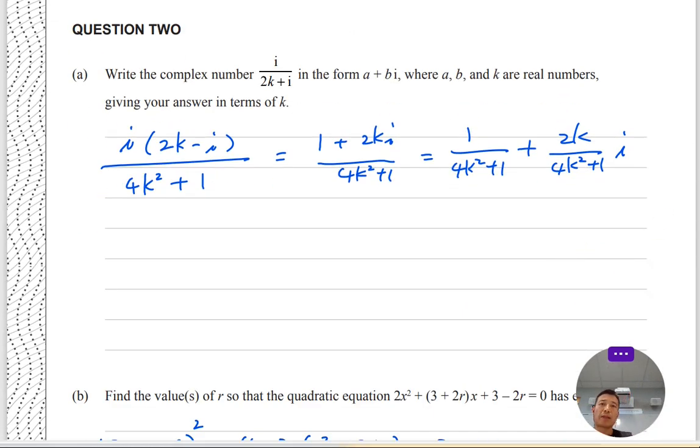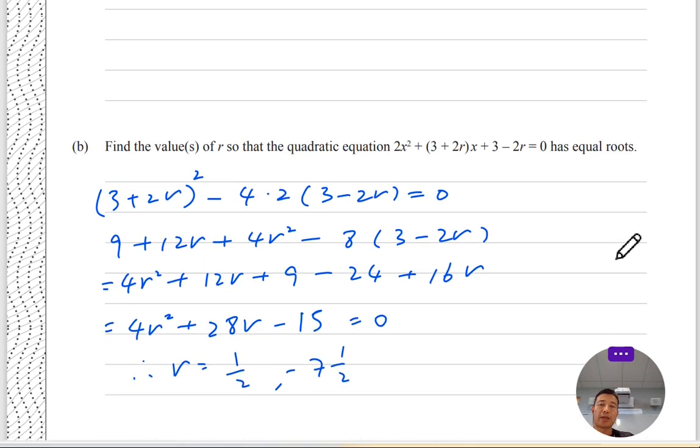Question 2. Write the complex number i over 2k plus i in the form of a plus bi, where a, b, and k are real numbers, giving your answer in terms of k. So I rationalize it, times by 2k minus i on both sides. So that leaves that. And then I split into real part and imaginary part because that's what it asks. So 1 over 4k squared plus 1 plus 2k over 4k squared plus 1 i.